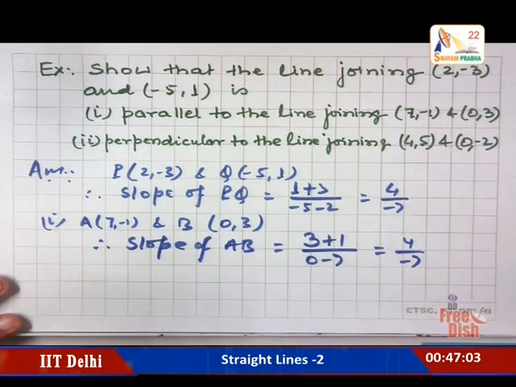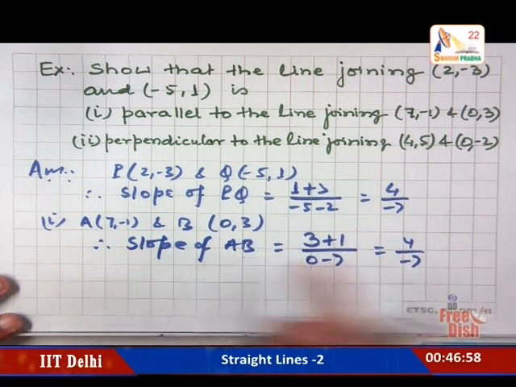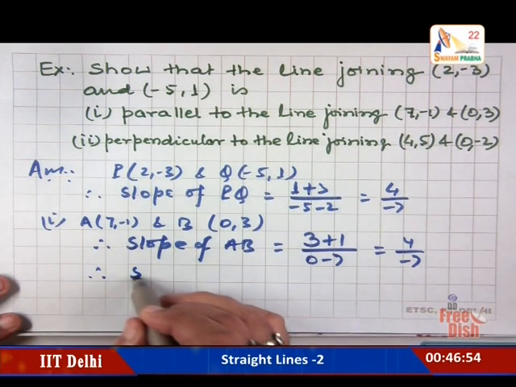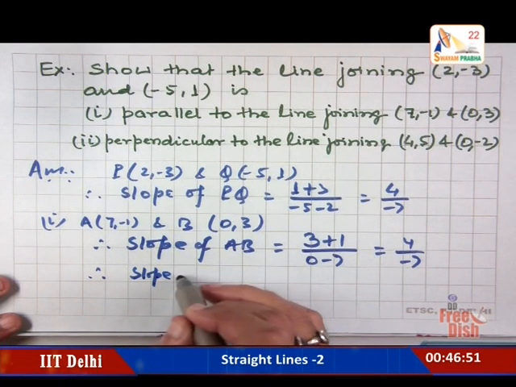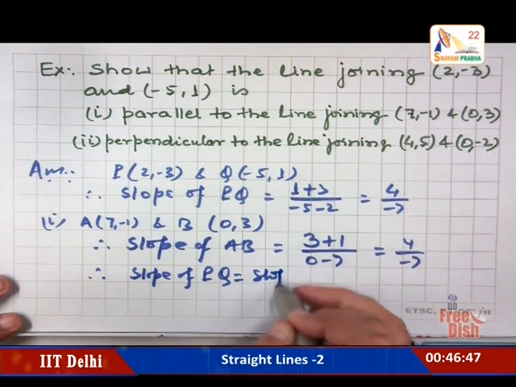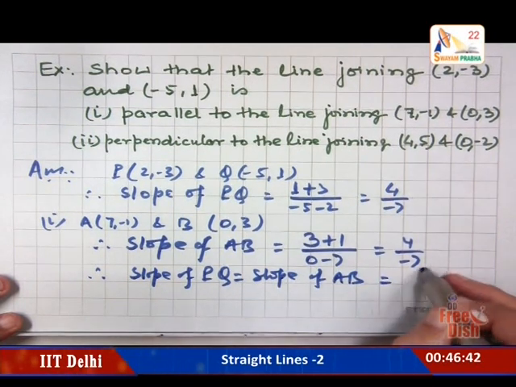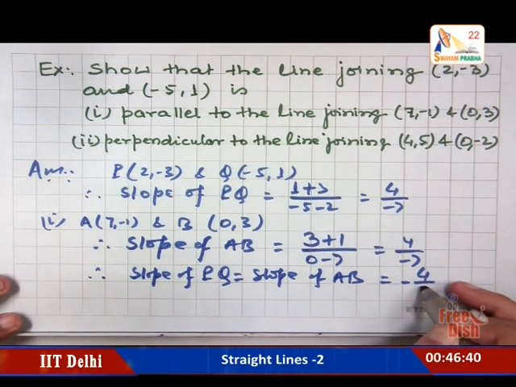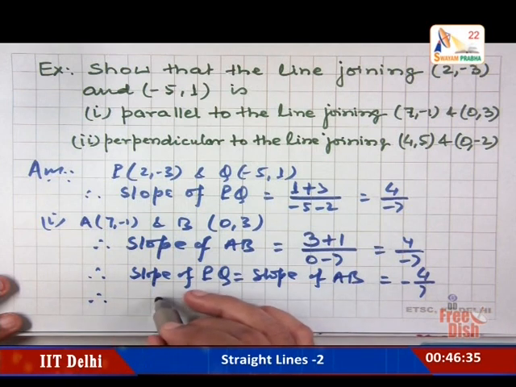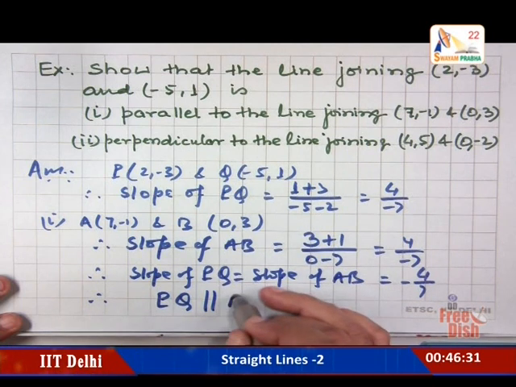So we see that here the slope of PQ is 4 by minus 7 and slope of AB is also 4 by minus 7. So slope of PQ equal to slope of AB equal to 4 by minus 7. So PQ parallel to AB.